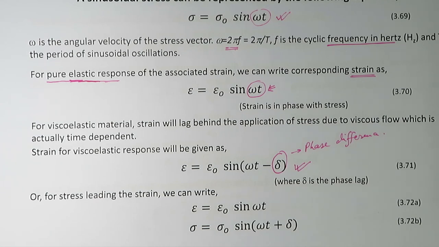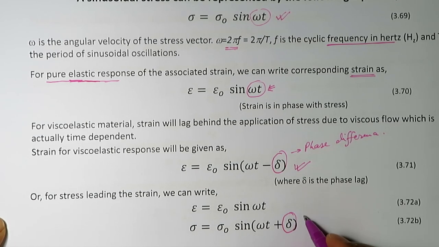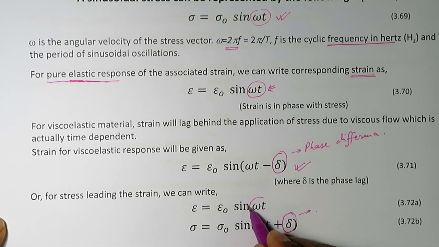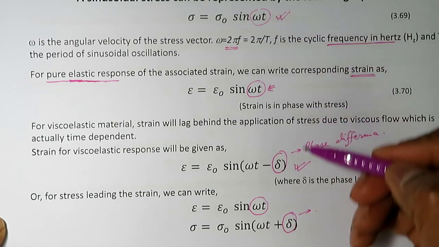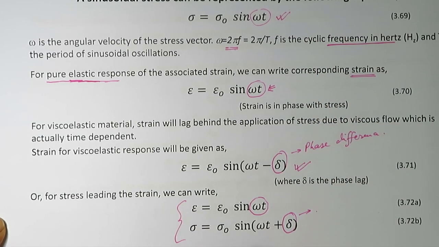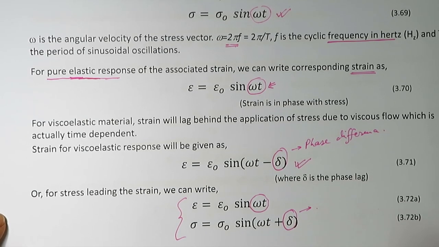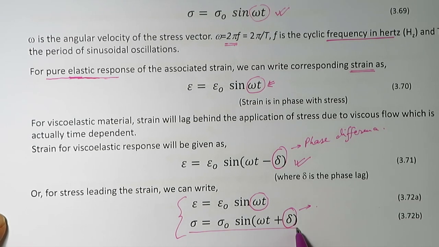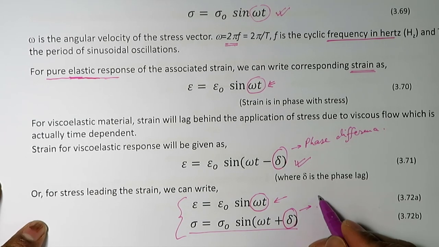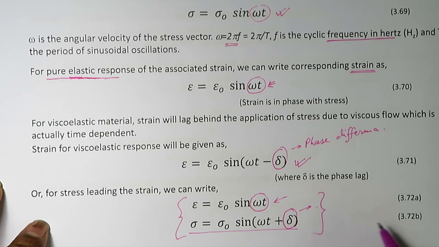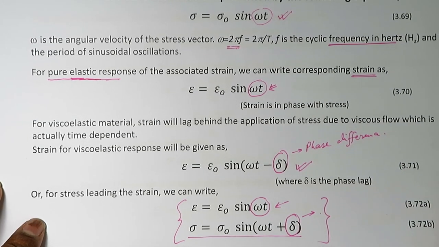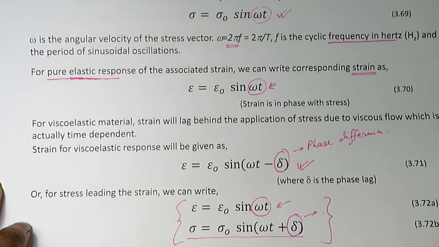So the same thing is actually written in this fashion, where the stress is written as going ahead by delta and strain is following omega t. So this is also the same representation as this one. So this is a more proper way of writing the equation for stress and strain in the case of dynamic loading. So stress is written this way, and in response the strain is given by this. So this set of equations is more popular in the case of viscoelastic behavior, the dynamic response of viscoelastic behavior of polymers.